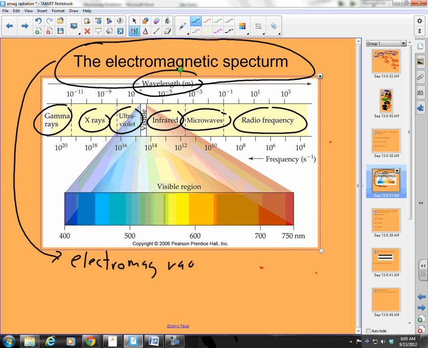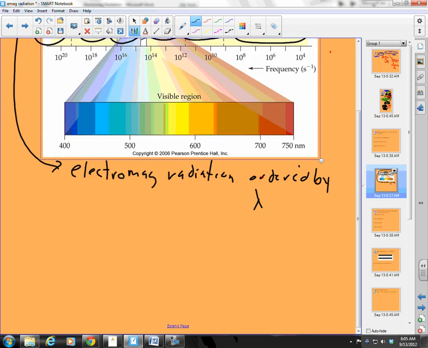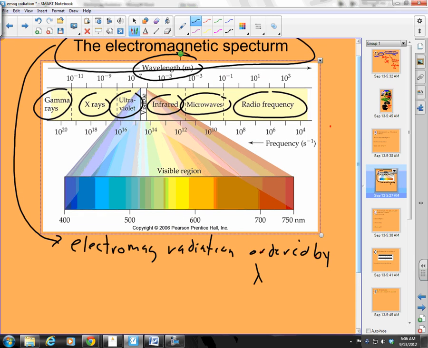So what is my electromagnetic spectrum? Electromagnetic radiation ordered by wavelength. Okay, and you're going to see something very interesting here. Here's wavelength in meters, and here's wavelength in nanometers when we come to the visible light spectrum. Notice how little of what we see is included in the electromagnetic spectrum. We can't see gamma rays, we can't see radio waves, we can't see infrared or X-rays or ultraviolet, but we can see Roy G. Biv here, right?